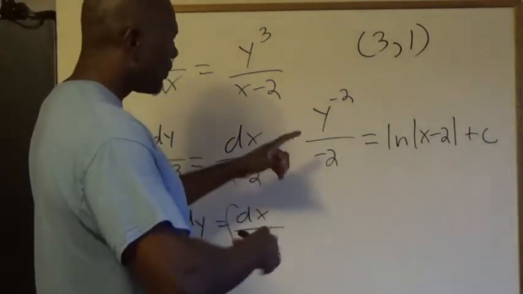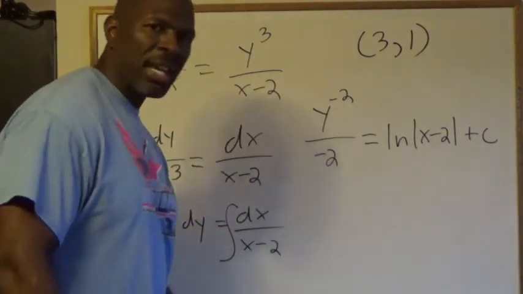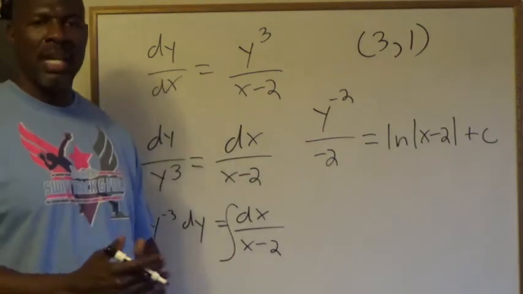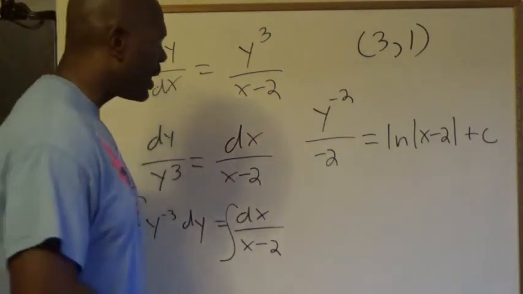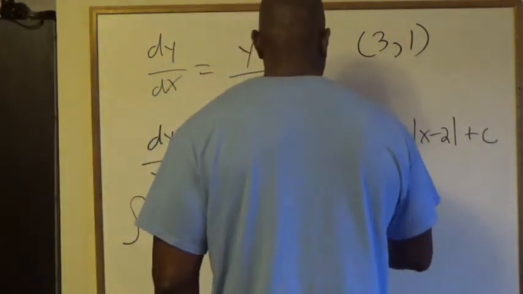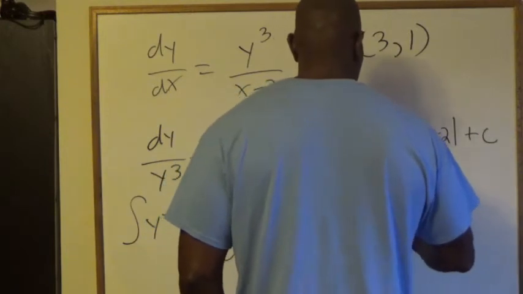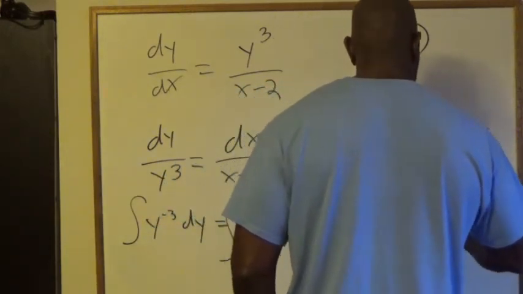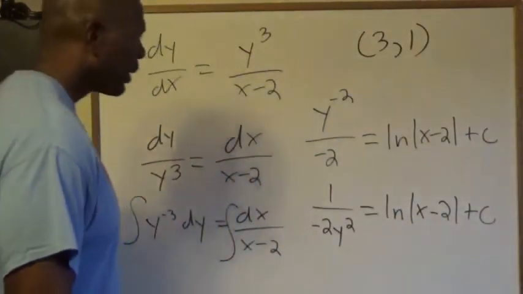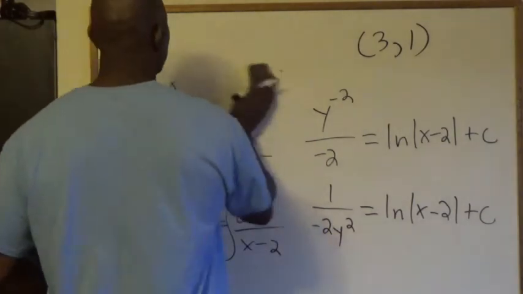Except when one of my variables has a negative exponent, I like to move it, either top to bottom or bottom to top, however it has to be moved to make the exponent positive. So I would first write this as 1 over negative 2y squared equals ln|x - 2| plus c. Okay, so now I use the initial condition to find the value of c.